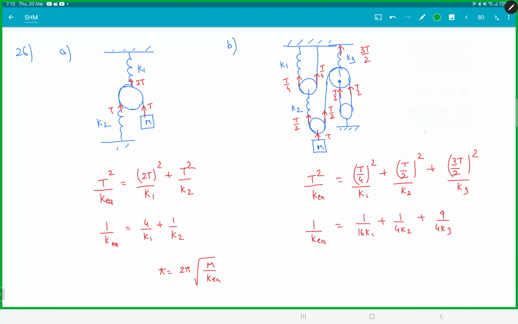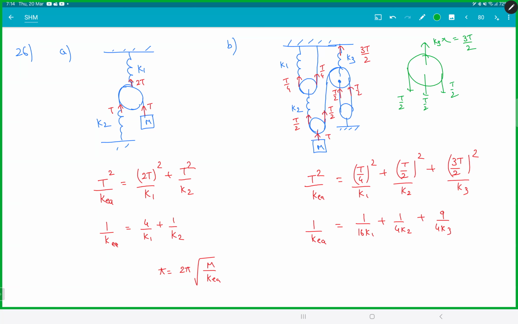Remember this thing, there are 3 strings here. If you look at this pulley here, this is that K3. You have T by 2, T by 2, T by 2, so the tension there is 3T by 2. Clear, everyone?